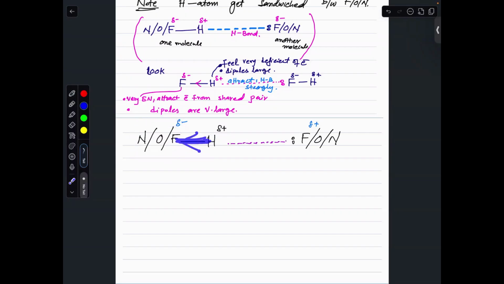When it attracts the electron, this becomes a very electron-deficient region. These three, F, O, and N, are very electronegative atoms, and one of them would be there in the molecule. They attract the electron from the hydrogen. As a result, the dipoles are very large because the electronegativity difference is very large. When the dipoles are large, the intensity of the positive charge is very high. It will attract the electron of another F, O, or N very strongly.